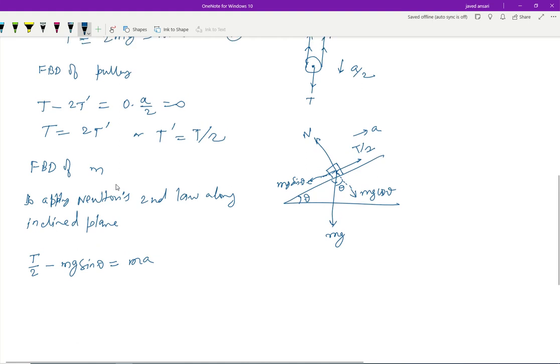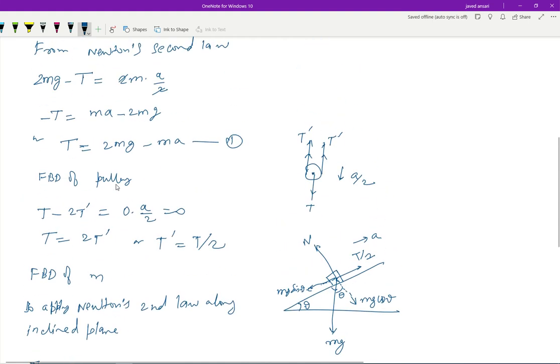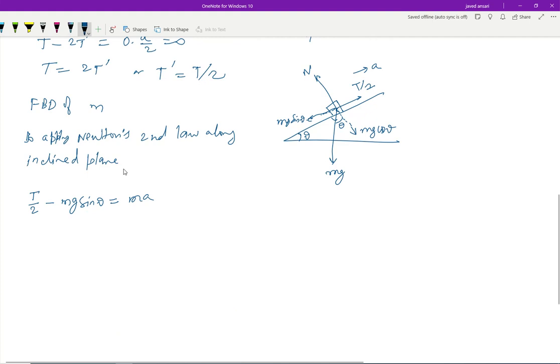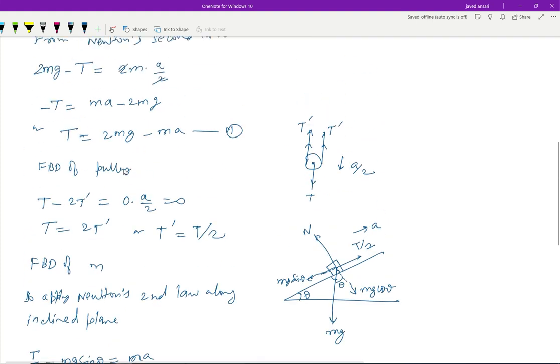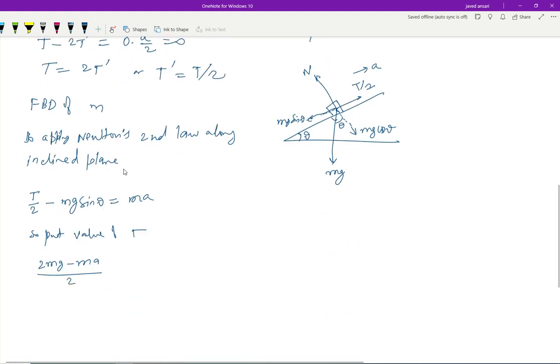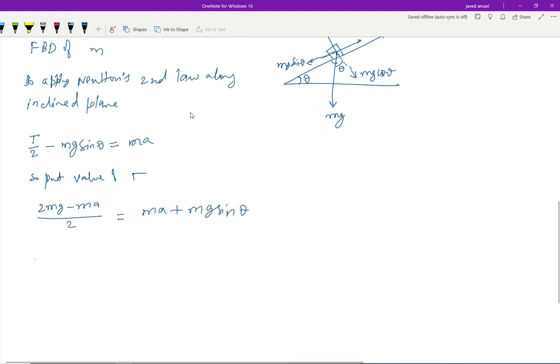Now T you have already found out, right? T is 2mg minus 2ma. So put value of T, you will get (2mg minus ma) by 2 equal to, let's bring mg sin theta this side, ma plus mg sin theta. If you solve it, what are you going to get? 2mg minus ma equal to 2ma plus 2mg sin theta.